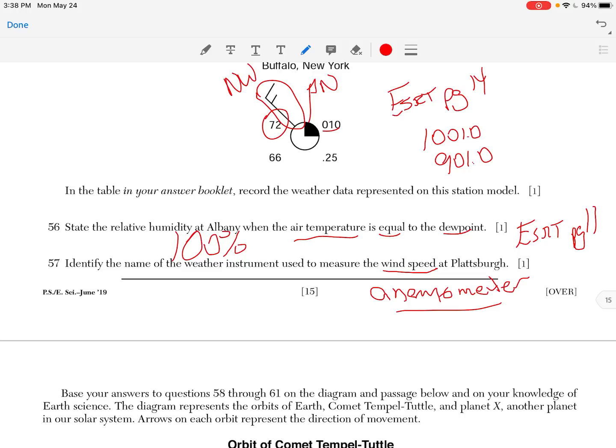Other instruments, remember: a thermometer measures temperature, a psychrometer measures humidity, a wind vane or a weather vane measures the wind direction, and a barometer measures air pressure. So those are the other weather instruments, but that's the answer to number 57.